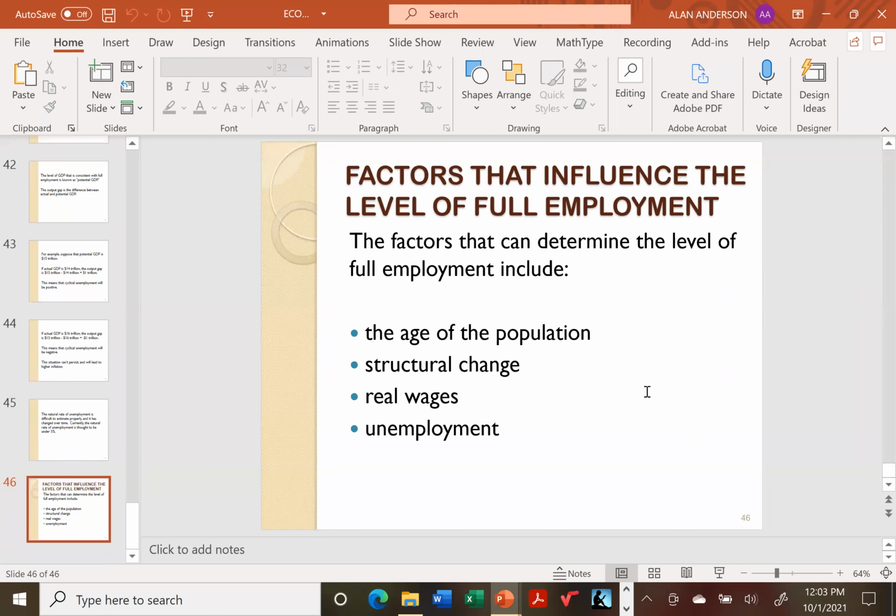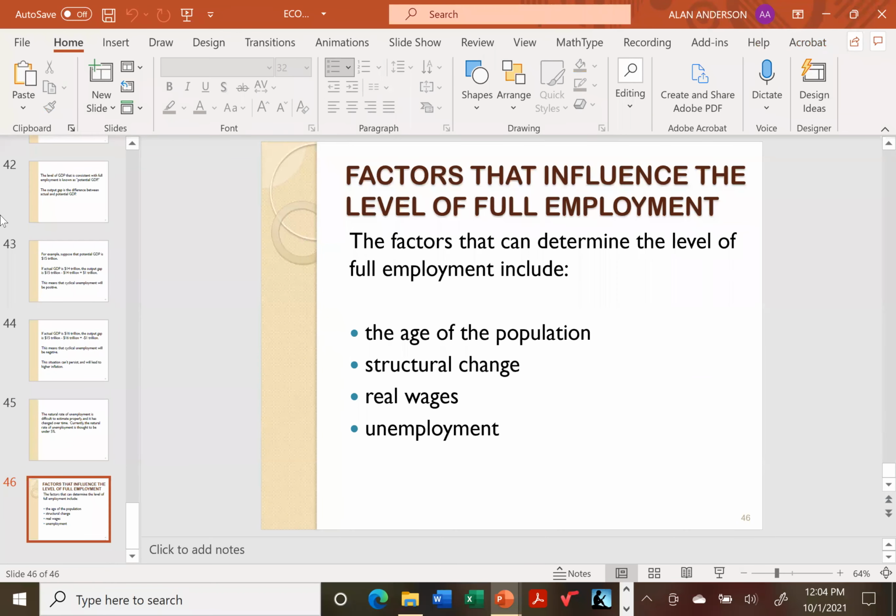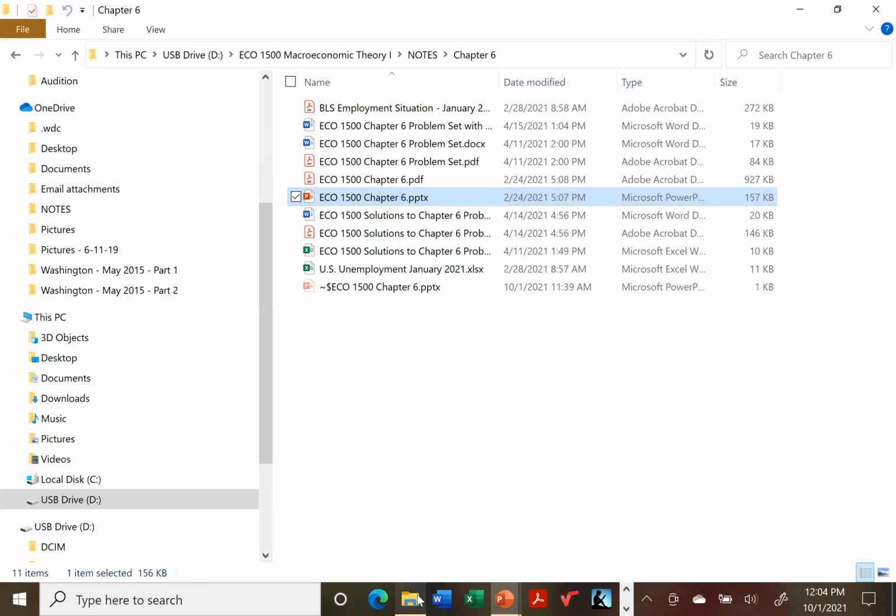All right, now what actually affects this? Well, the age of the population, structural changes like technology advances. New technology replaces old technology, like they showed in the video, three big companies that no longer exist. Real wages, which means wages adjusted for inflation, and unemployment, and they all change over time. So, all right, anyway, so that was chapter 6. Let me just remind myself, I think chapter 7 is inflation.